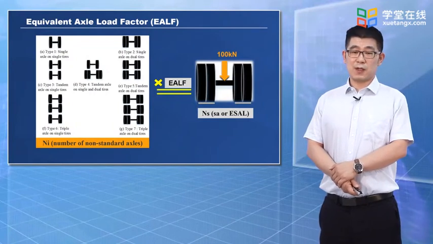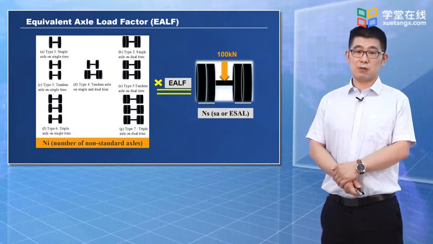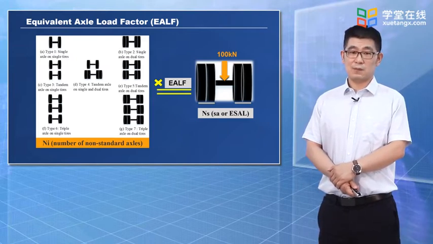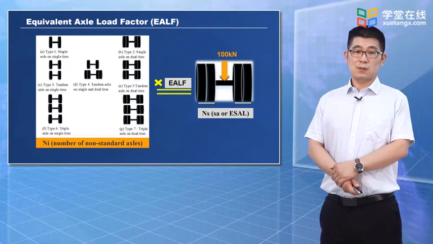Equivalent axle load factor, ELF, is the factor to equivalently convert non-standard axle load into the standard axle load according to their damageability. In other words, ESAL equals ELF times the number of non-standard axles.